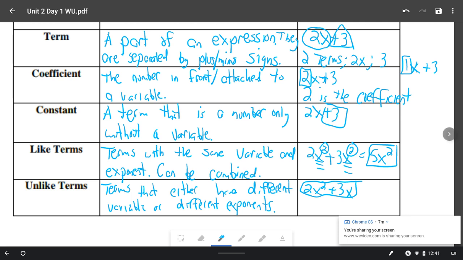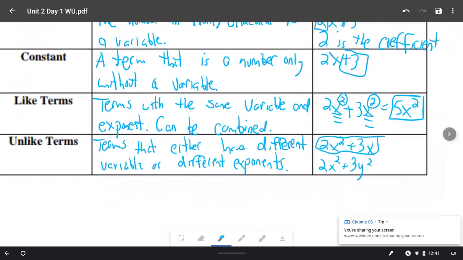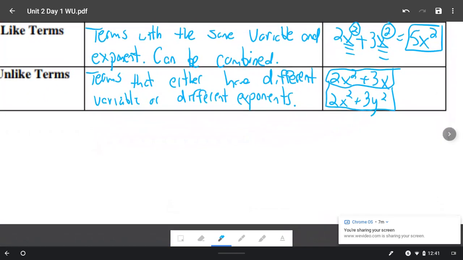Or another one that might be different would be like a 2y squared plus a 3y squared. And if you take a look at that, they have the same exponent, but they have different variables. So that means they can't be combined either. So if they ask you to simplify that, that would be your answer. There's nothing to do.